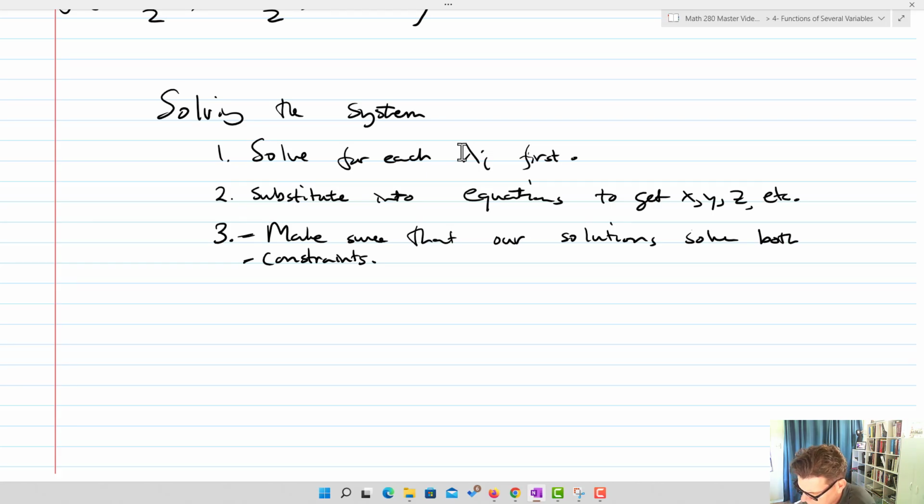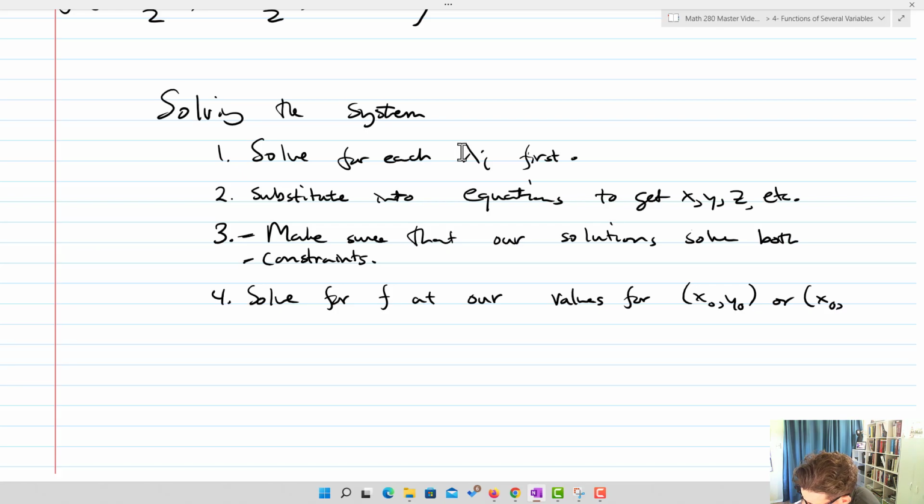All right, and then afterwards we plug back in, and then finally we've got to solve for f at our local values for either x naught, y naught, or x naught, y naught, z naught. All right, and so that finishes out what we were doing here for Lagrange multipliers.